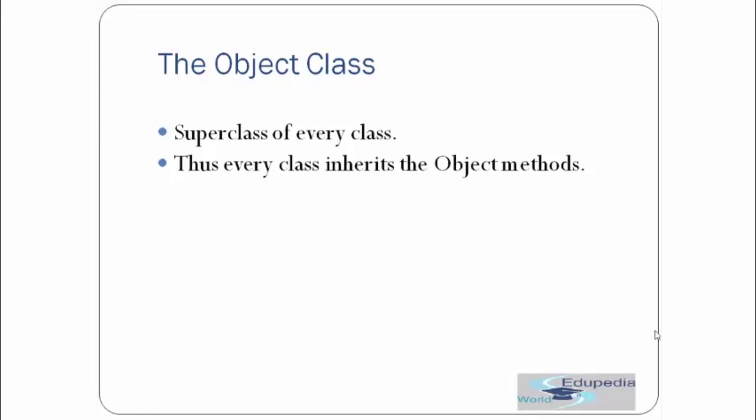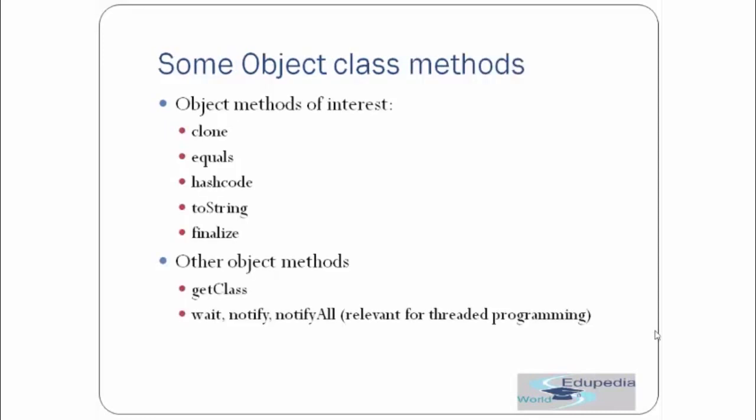Thus, every class inherits the Object class methods and can even override them. Some of the Object class methods are clone, equals, hashCode, toString, finalize. Some others are wait, notify, notifyAll, and wait has three kinds of versions. But there are other methods, like getClass, also.